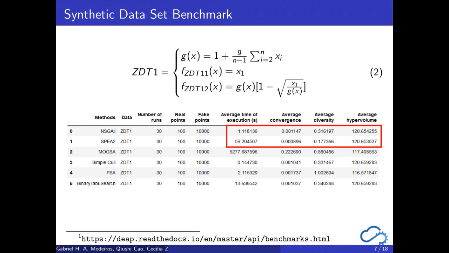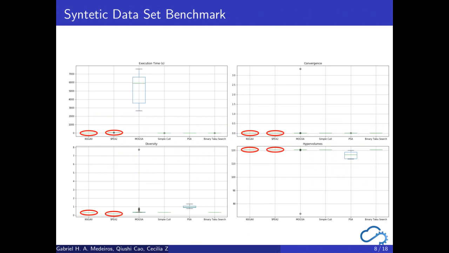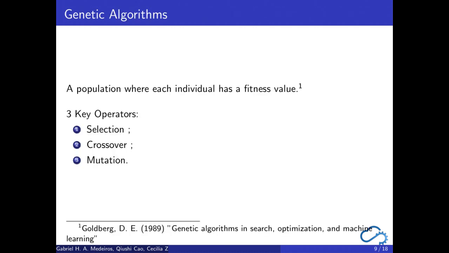We choose a set of multi-objective optimization algorithms and save the average results of 30 runs of each algorithm on the data set. With these results, we can see that the first two methods in the list below are better than the others. Below, we have a box plot of the results, confirming once again that not only are the two best methods better in relation to the metrics described earlier, but the execution time is also short, which is necessary for the project. The best methods are both genetic algorithms.